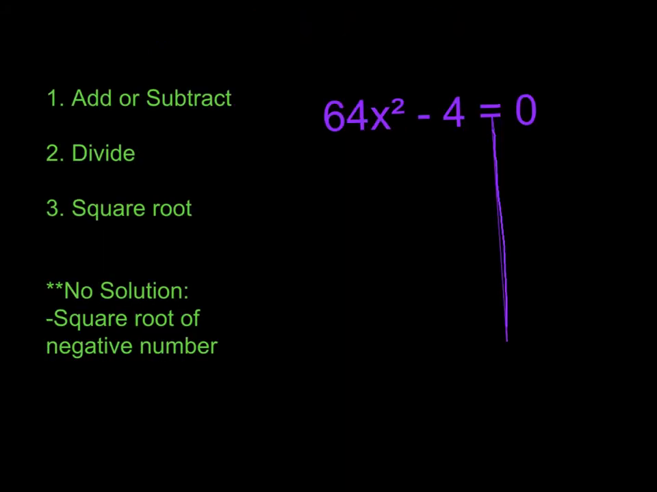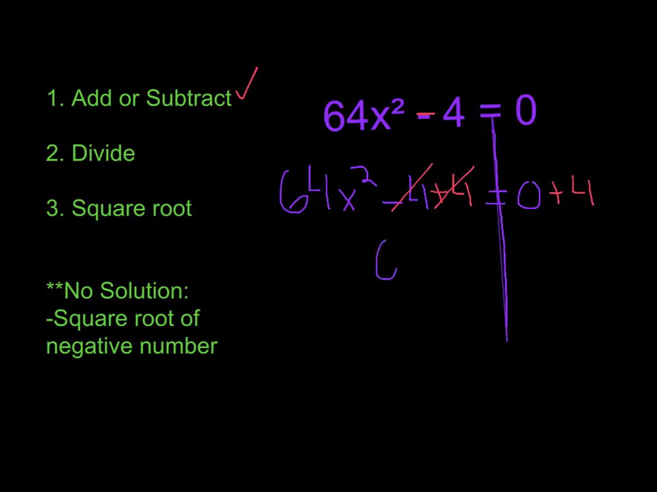Here's our next example, 64x squared minus 4 equals 0. So let's go through the same steps. We want to first start with add or subtract, and since we have a negative 4, we're going to add 4 to both sides. So 64x squared minus 4 equals 0. We need to add 4 to both sides, and over here they will cancel out. And I'm left with 64x squared equals 4.